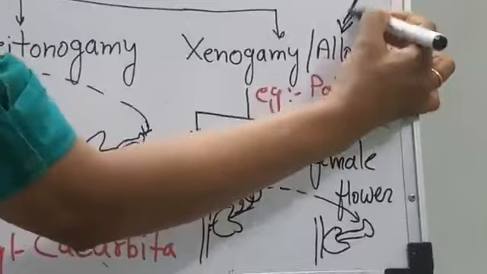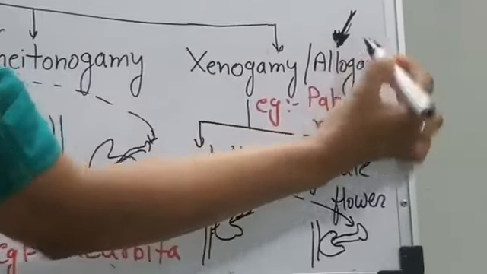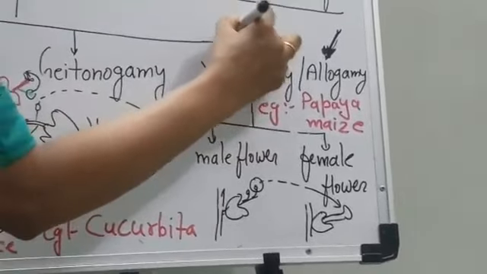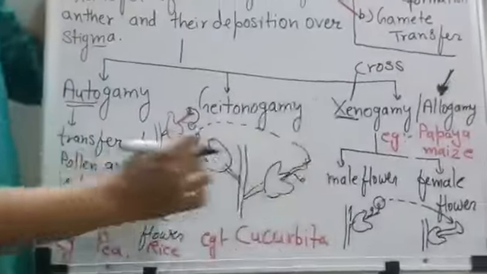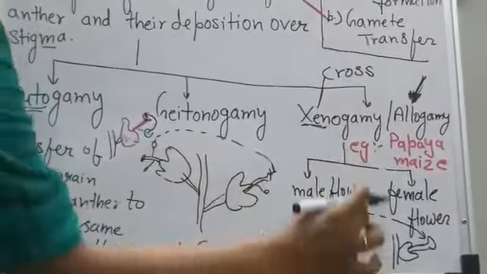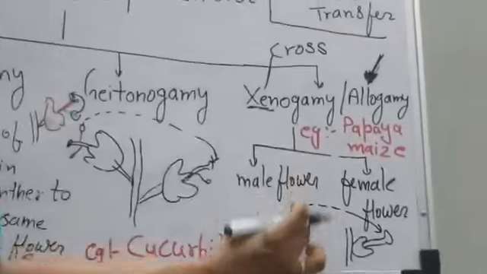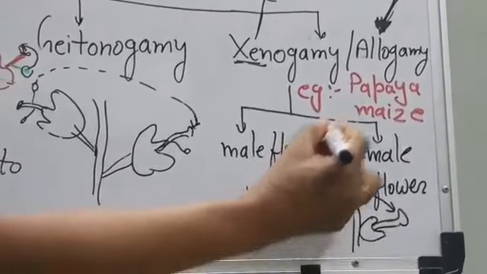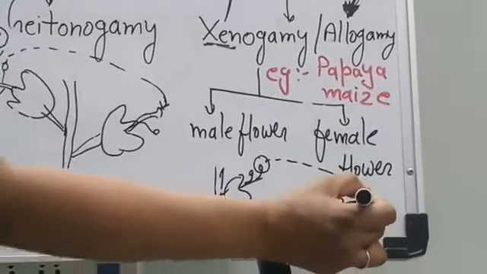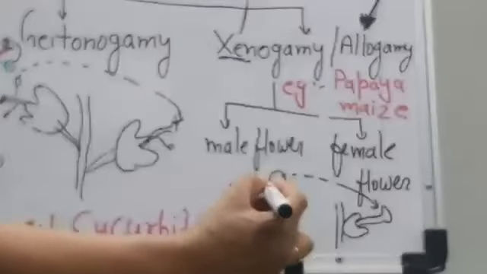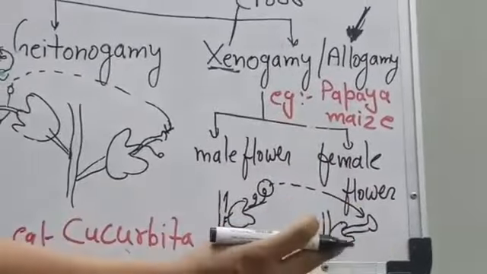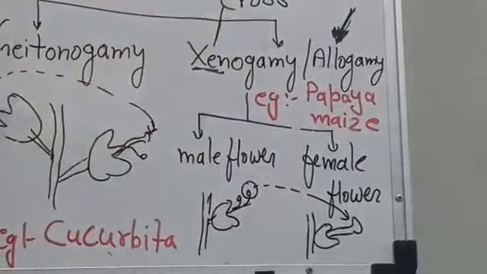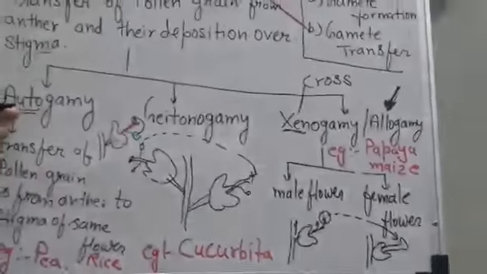Xenogamy is also called allogamy. This is a new word, so please check it out. Xeno means across. In xenogamy, within the same species, pollen from the anther of one plant is transferred to the stigma of a different plant. This transfer to the stigma of a different plant is called xenogamy. This is an important thing you have to learn.